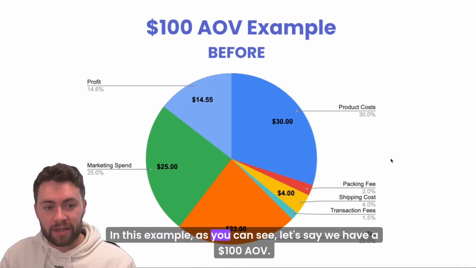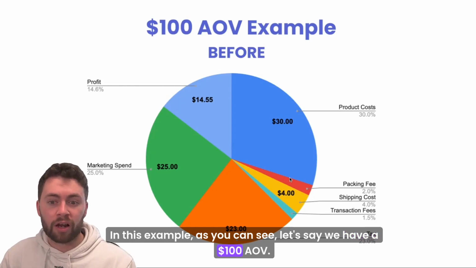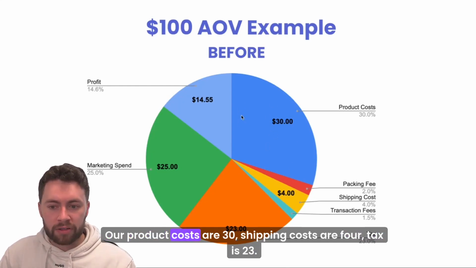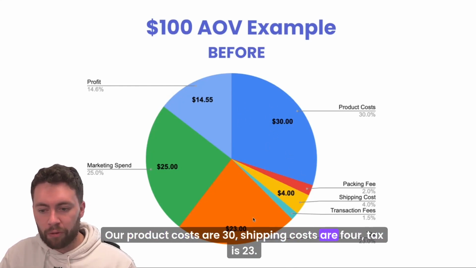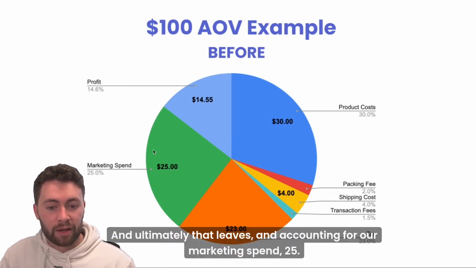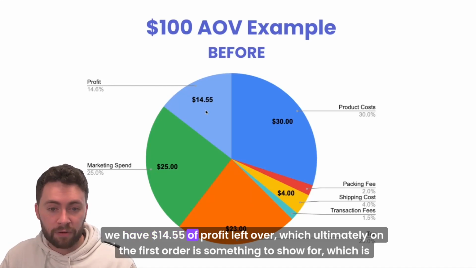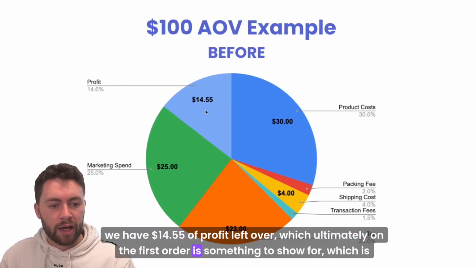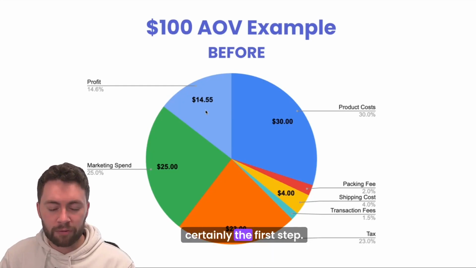In this example, as you can see, let's say we have a $100 AOV. Our product costs are 30, shipping costs are 4, tax is 23. And accounting for our marketing spend of 25, we have $14.55 of profit left over, which on the first order is something to show for, which is certainly the first step.